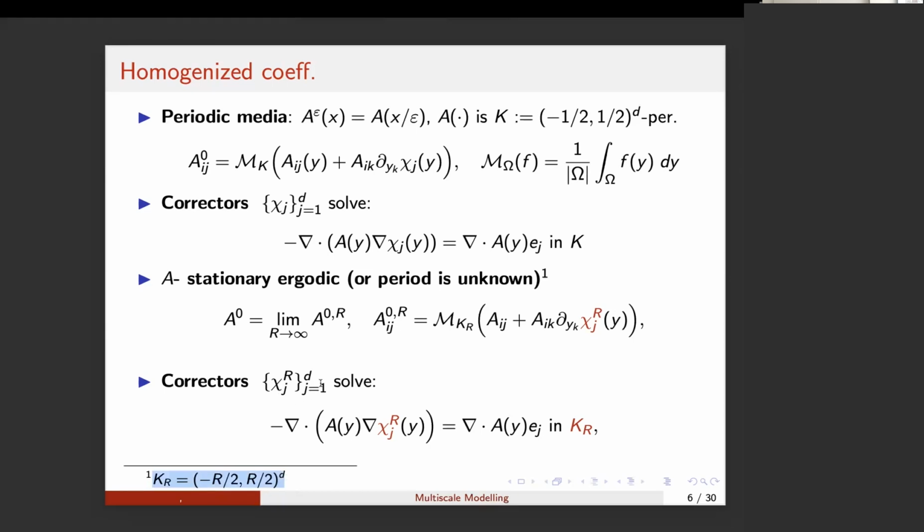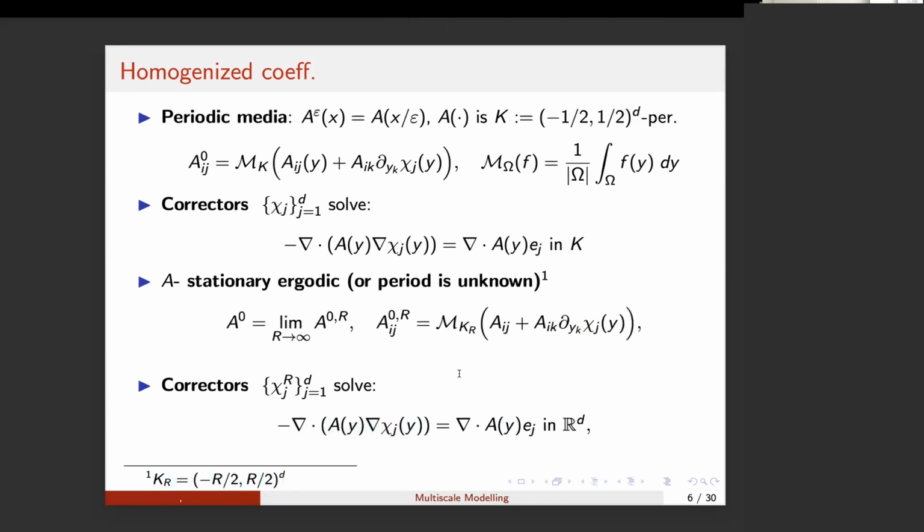And now the correctors will solve a problem very similar to the first periodic problem, but now the problem is posed over the entire KR. And as R tends to infinity, we obtain the homogenized coefficient. So essentially, instead of having KR, what we target is to solve an infinite domain problem here. In general, if you don't know the period, or if you have, let's say, a stationary ergodic material. Okay, so this is where the problem of infinite domain elliptic PDEs comes in homogenization theory.